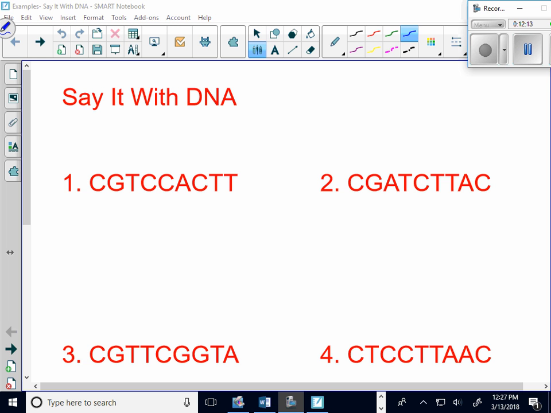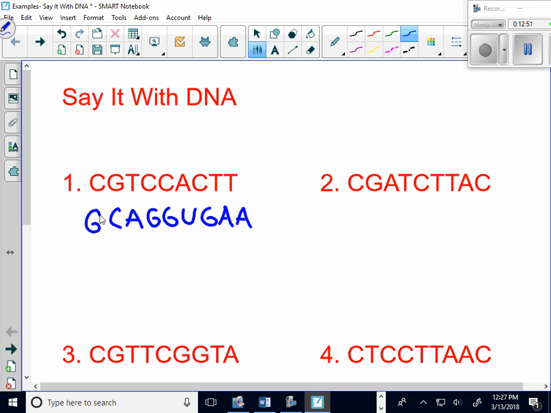So, as I translate this, I'm going to go G, C, A, G, G, U, G, A, A. Would we agree with that? So I have now taken this DNA, and what have I made? I have made RNA, correct?